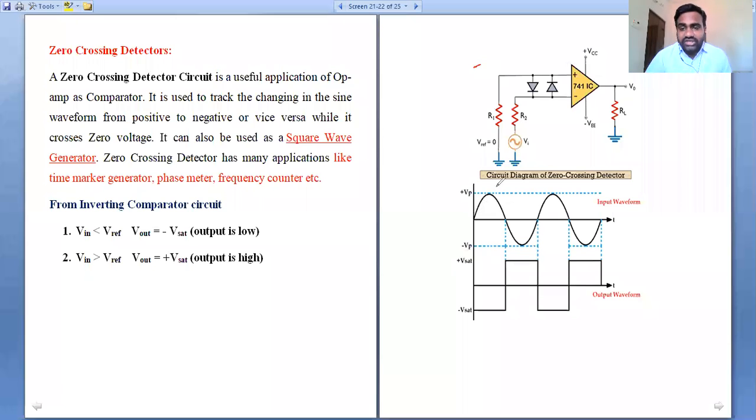The input voltage is a sinusoidal voltage, and the reference voltage is nothing but 0 volts. That means this particular line is the reference voltage. The reference voltage is 0. First condition, see the positive peak: V peak is positive, so the input voltage is greater than the reference voltage, which is 0. At that condition, the output voltage is very, very high.